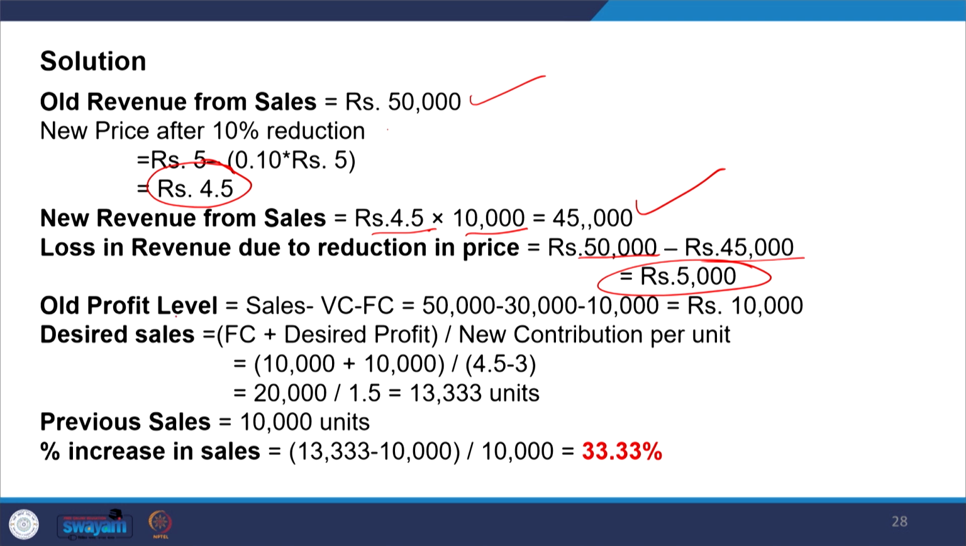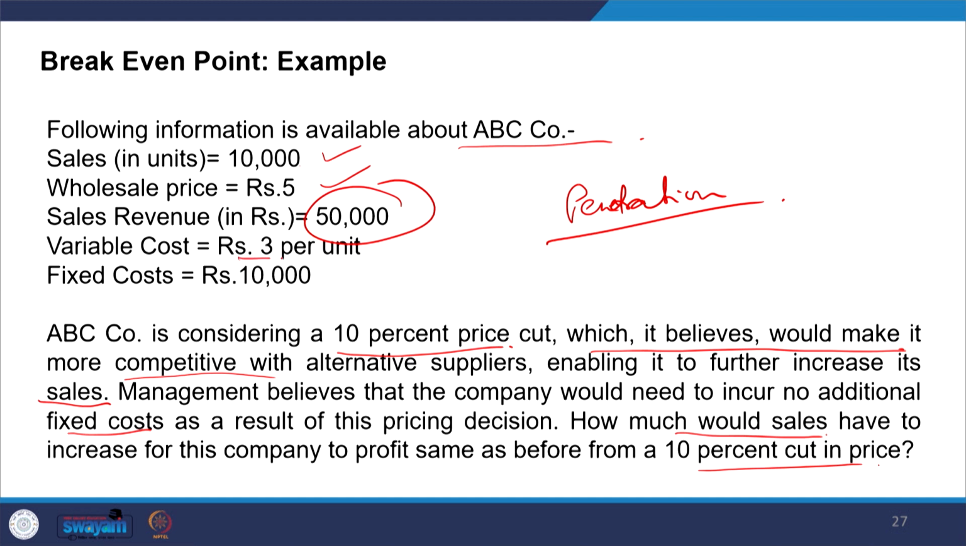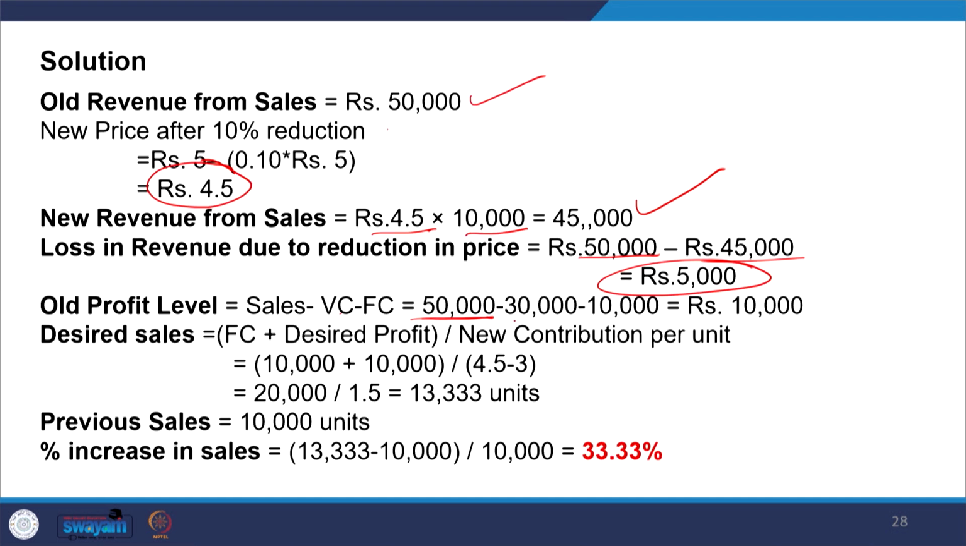The old profit level is sales minus the variable cost minus the fixed cost. The total sales we were making earlier was 50,000 worth, and our variable cost was 30,000, that is 3 per unit, so 3 into 10,000 is 30,000, minus the fixed cost, because the fixed cost is always there as it is. It does not matter with the amount of production that you make. So, this gives you a profit level of rupees 10,000.